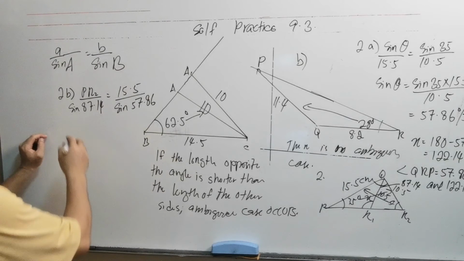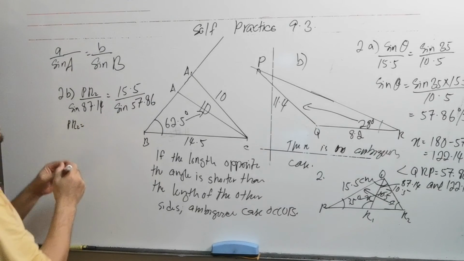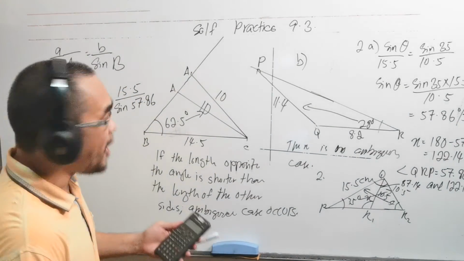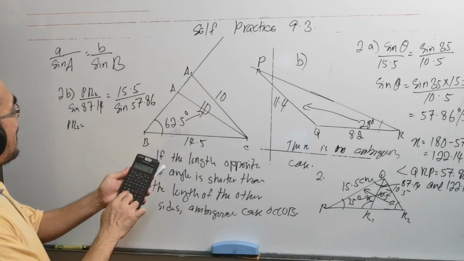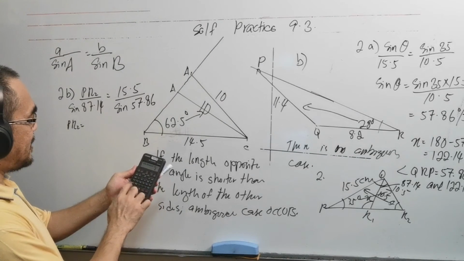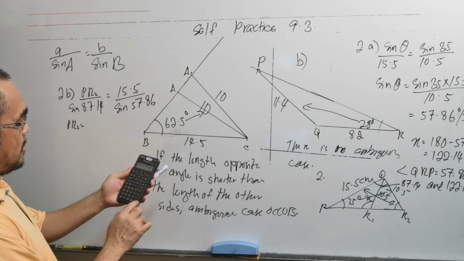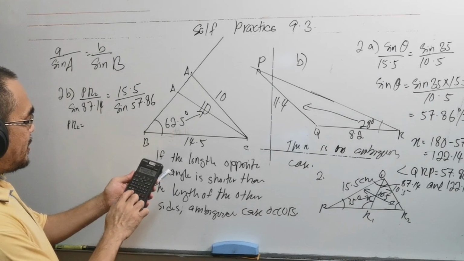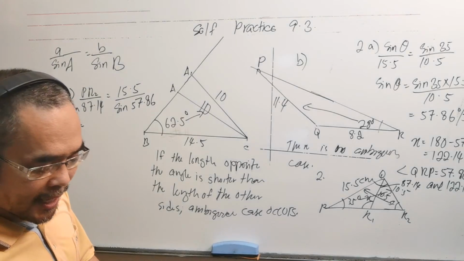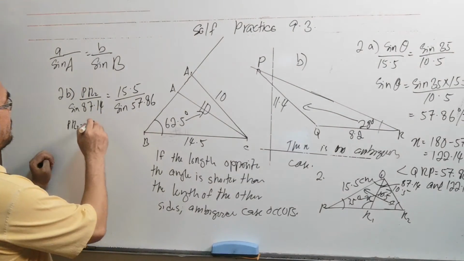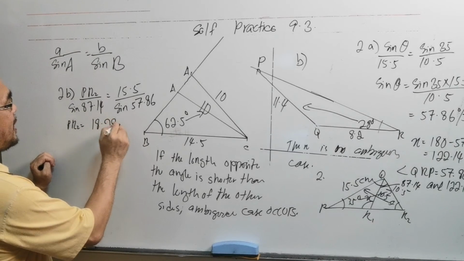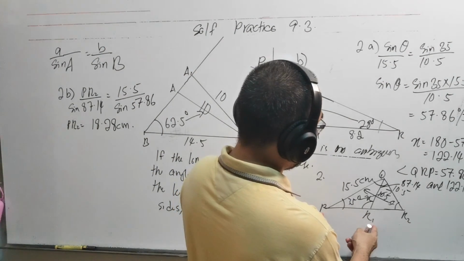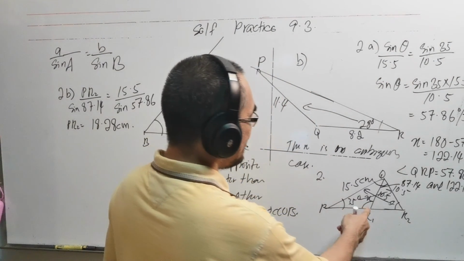2 is underneath here. So P to R2 will be, you move this to the other side, and then, okay, I'm not going to write it down because there's no extra mark for that. So 15.5 times sine 87.14 and then divided by sine 57.86. So you get 18.28, 18.28 centimeters.